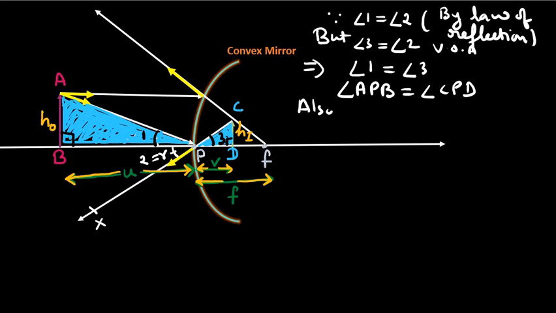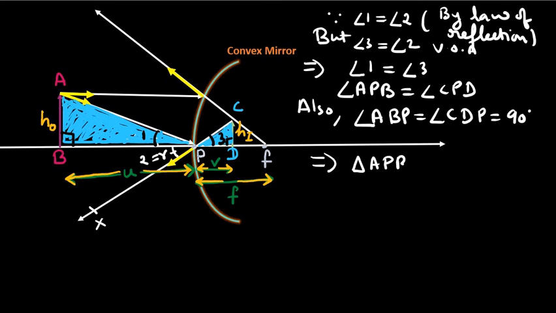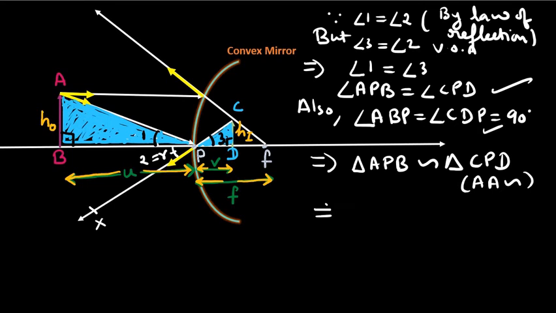Also, angle ABP is equal to angle CDP. Both are 90 degrees. Hence, we draw the conclusion that triangle APB is similar to triangle CPD because pairs of corresponding angles are equal. They are similar by the angle-angle similarity criterion. Since the triangles are similar, we will get the corresponding sides which are proportional.